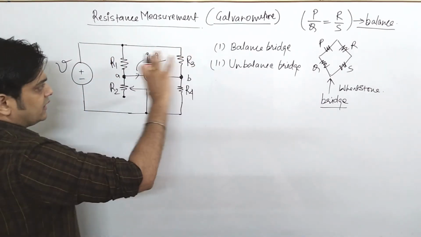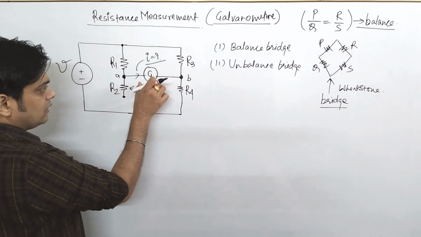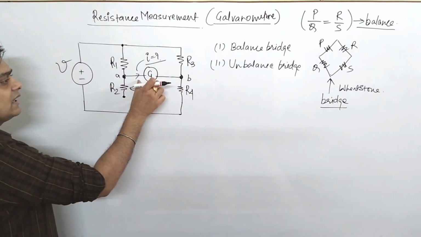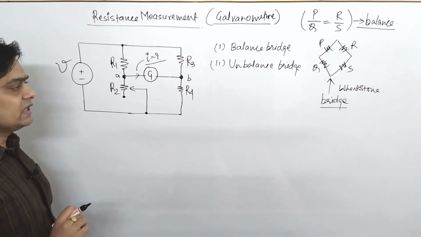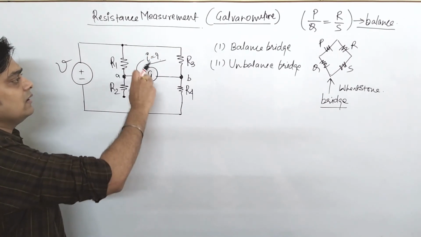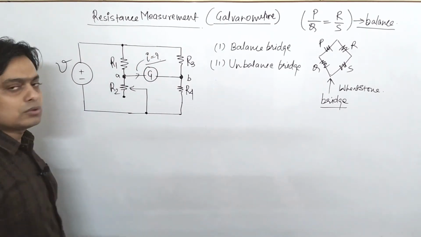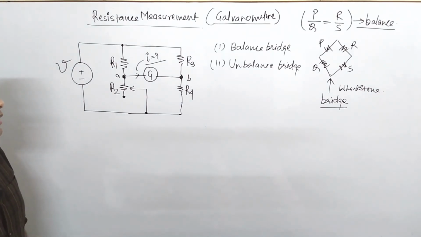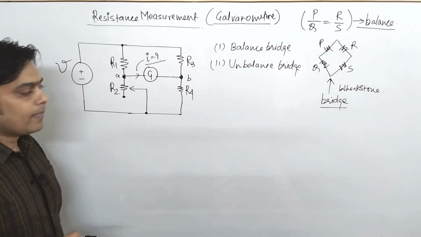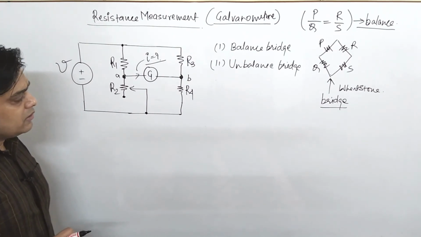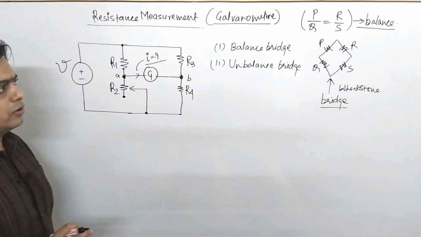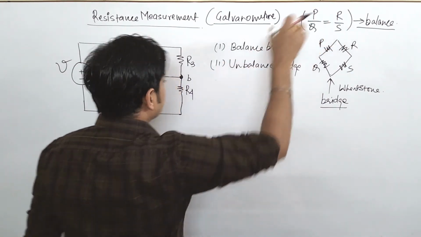This is a kind of Wheatstone bridge where these two terminals are known as A and B, and a galvanometer is connected between these two terminals just to identify the current flowing through the galvanometer. Such type of question generally used to come. First of all, you have to analyze whether the bridge is balanced or not. So simply you see this condition.